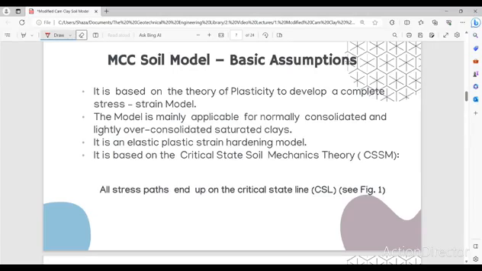That's why it is called the modified Cam-clay model. So it is applicable mainly to clays. It is an elastic plastic strain hardening model. What do we mean by strain hardening model?